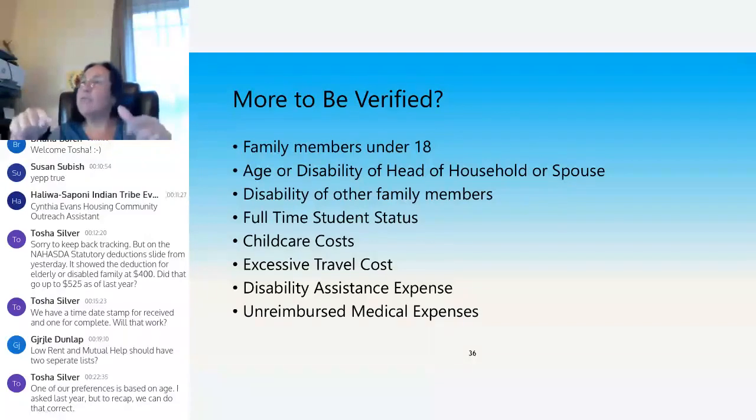Now remember, when they say unreimbursed medical expenses, we are in Indian country. A lot of our health expenses are paid for through Indian Health. So you have to keep that in mind, and you should be checking to see if anybody is trying to utilize that, if Indian Health is helping at all.